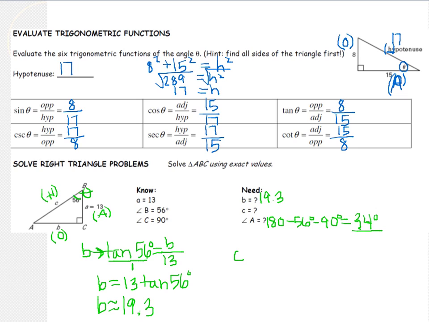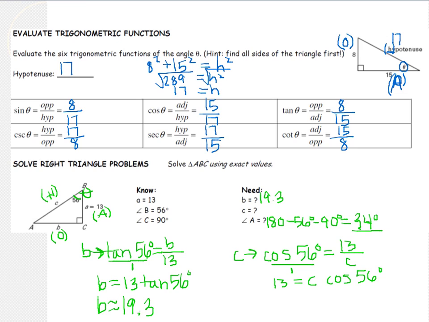Now let's find C. So C is right here. That's my hypotenuse. And again, I know my adjacent and I know my hypotenuse. So cosine uses adjacent and hypotenuse. So I can say that cosine of 56 degrees equals adjacent, which is 13, over hypotenuse, which is my side C. And again, if I make these both fractions and cross multiply, 1 times 13 is 13 equals C times the cosine of 56 degrees.